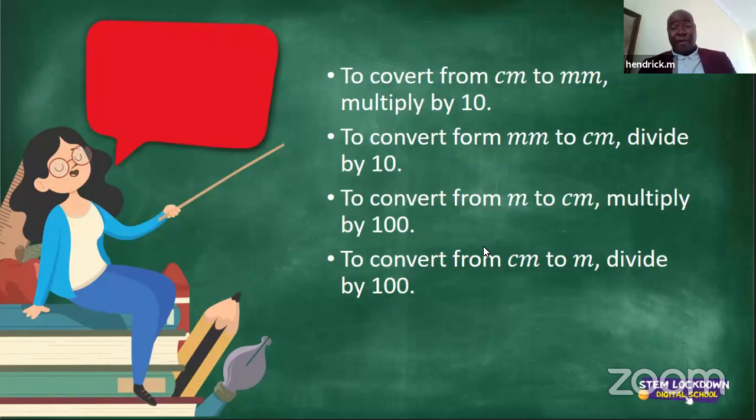And of course, to convert from millimeters to centimeters, you divide by 10. The same example, if you've got 10 millimeters there, you can divide it by 10 to get 1 centimeter. So from millimeter to centimeter, divide by 10. From meter to centimeter, multiply by 100.